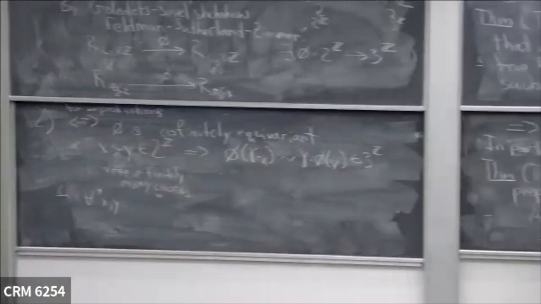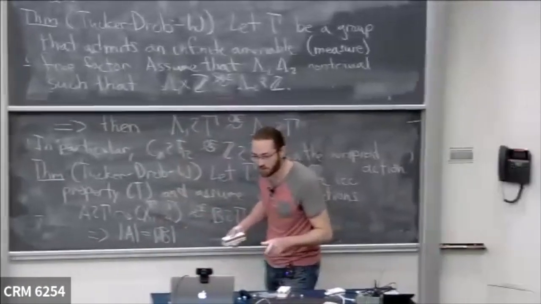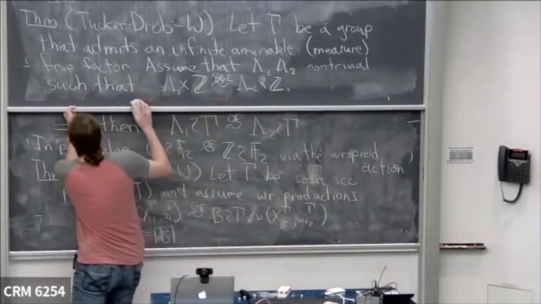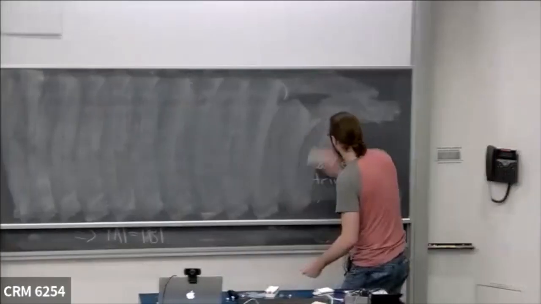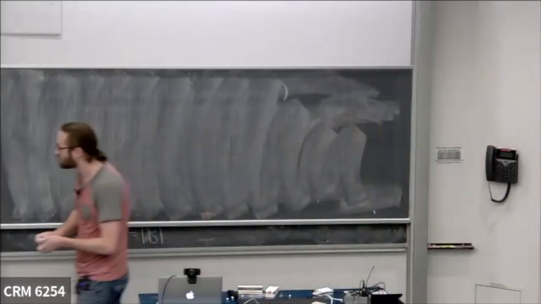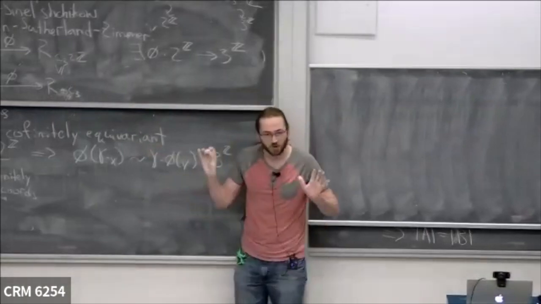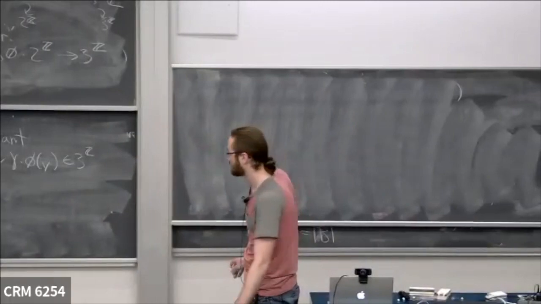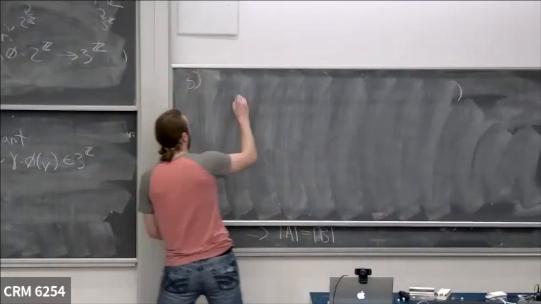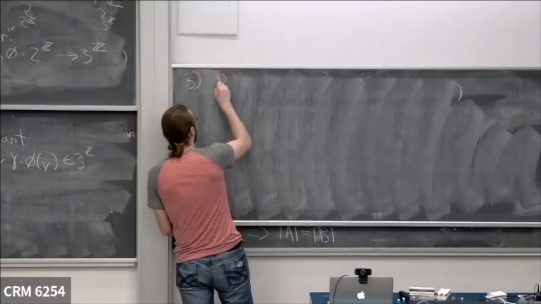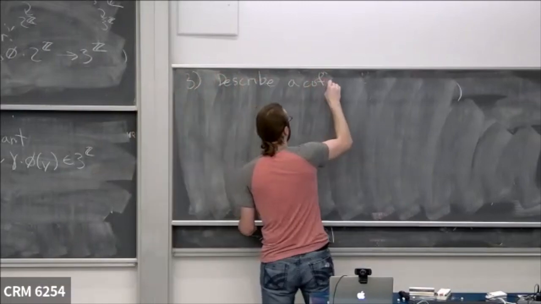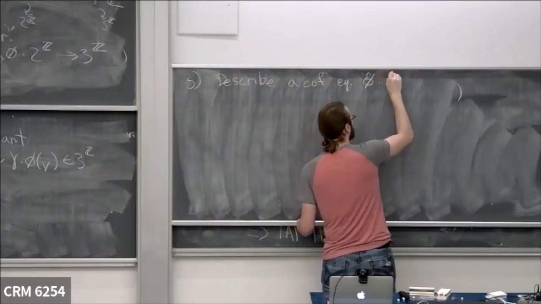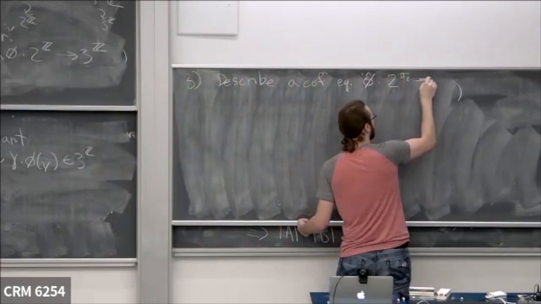And although writing this down is quite, oh, I think I'm out of time. I can write down this picture. Okay. So although writing it down in terms of symbols is actually quite annoying, just drawing a picture is enough to explain to you why you can do this. So step three is to describe a cofinitely equivariant map, phi hat, from 2 to the F2 to 3 to the F2.